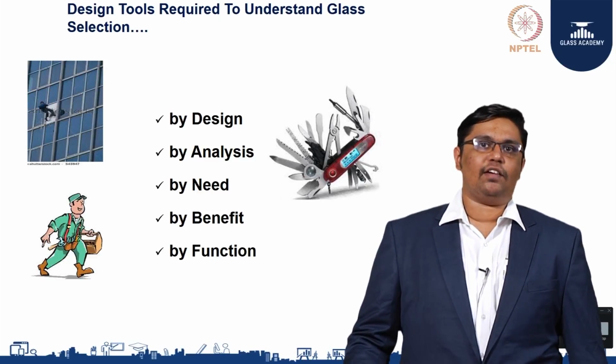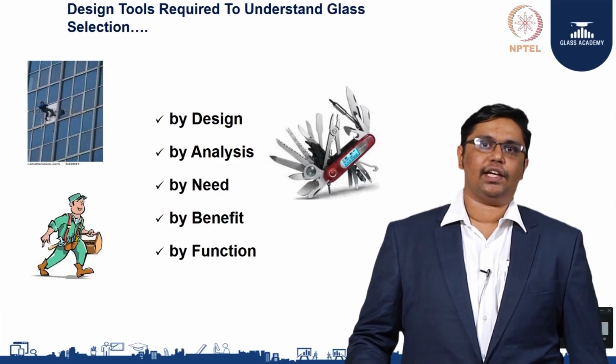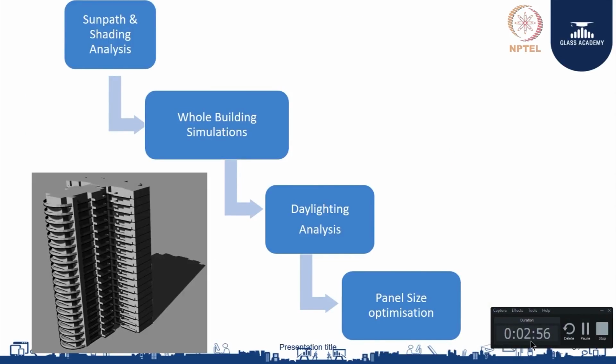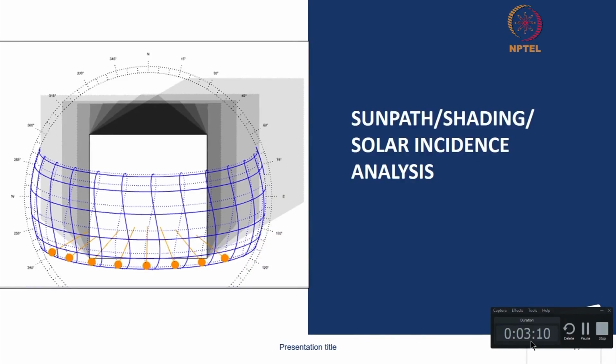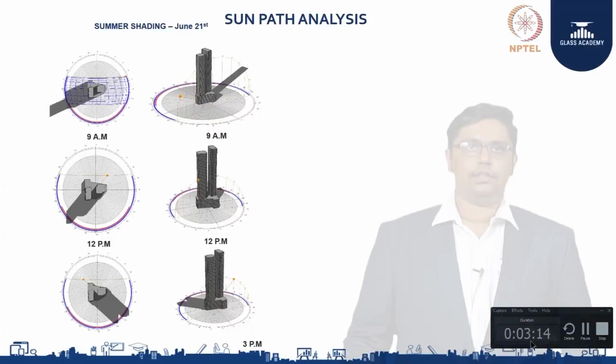So this session will be covering the different analyses we can do for selecting glass. This will be the flow of the presentation. We start with sun path and shading analysis, followed by whole building simulations, then daylighting analysis, and then panel size optimization. Let us start with sun path, shading or solar incidence analysis.